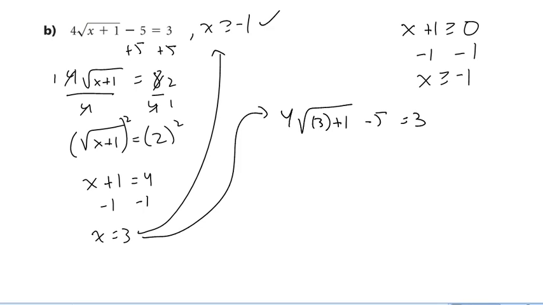Do the inside of the root first because it's like brackets, so the square root of 4. The square root of 4 is 2. So I get 8 minus 5 equals 3, which is true.